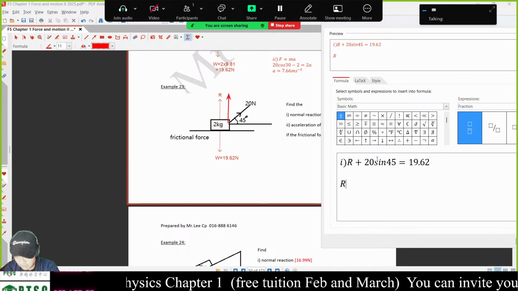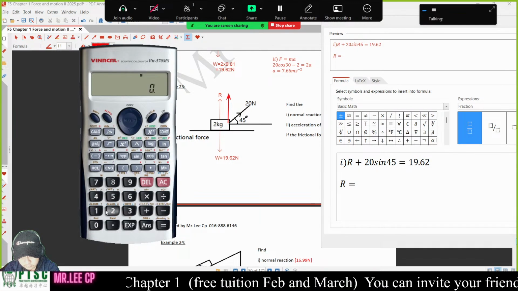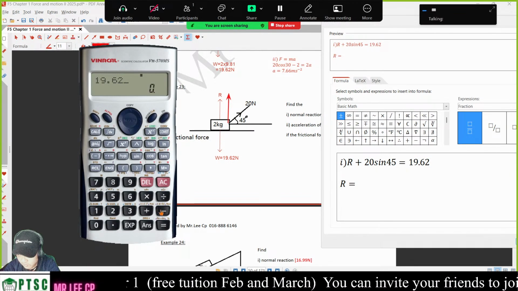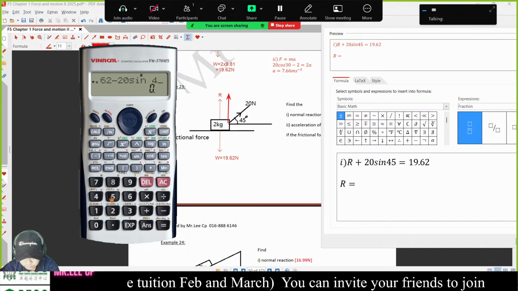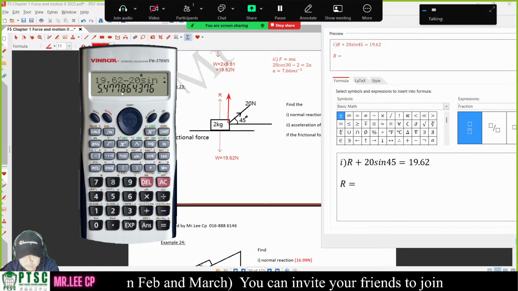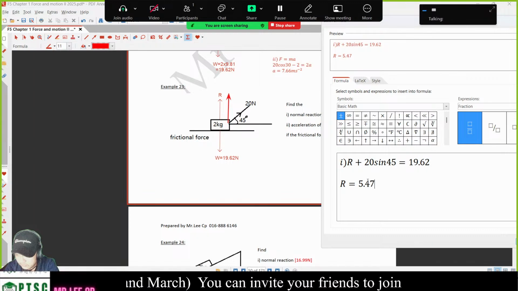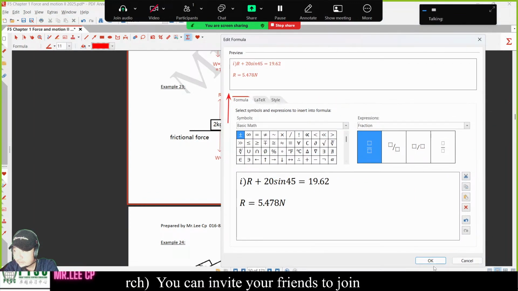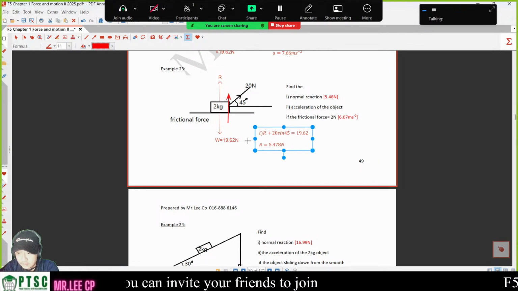So how much is R? R is 19.62 minus 20 sine 45, so I got 5.47 Newtons. Right? So number two.